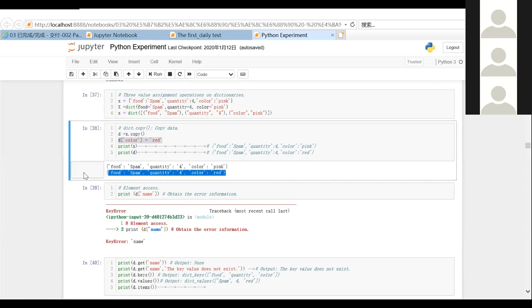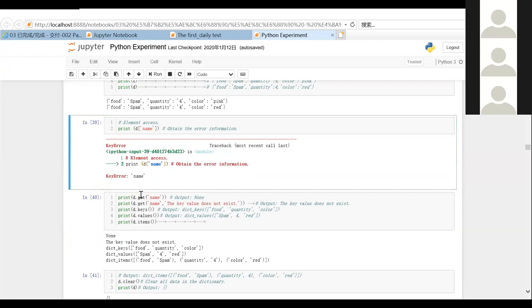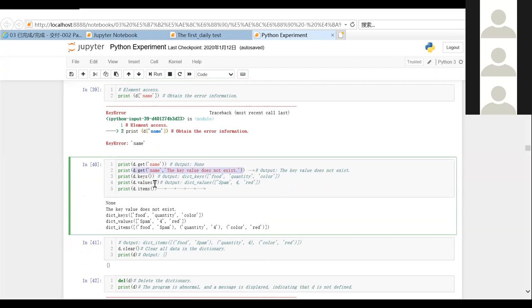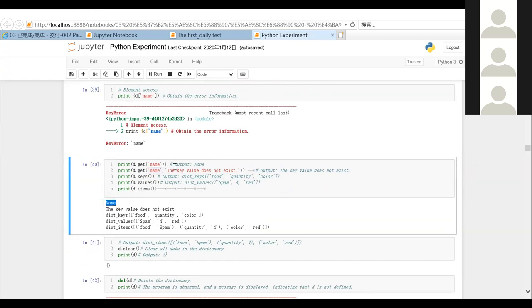Here is the output. Also, if we look up the key value pairs and the key doesn't exist, you will get a key error. And here's another example, also the get example, to look up the value of a specific key. We can use get. If the key doesn't exist, there will be no error. There will be no error, but it outputs None or some specific notice. So if we use get, it will not output any error.